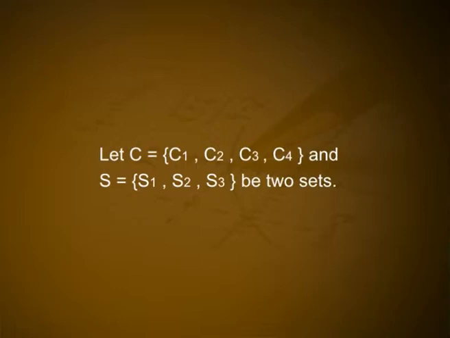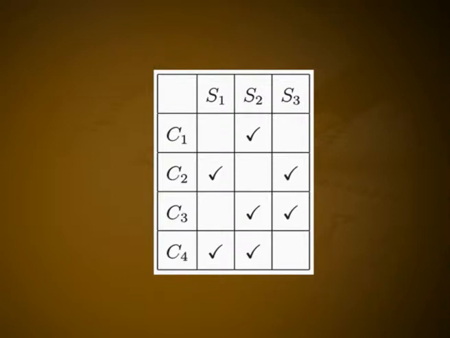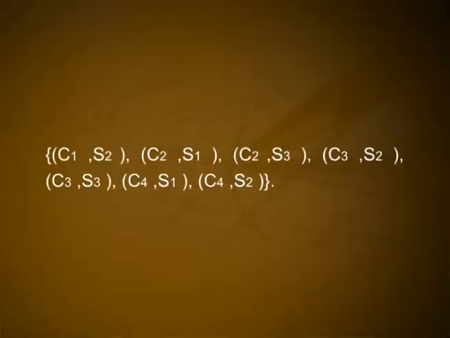Consider the following example. Let C equal the set of elements C1, C2, C3, C4 and S equal the set of elements S1, S2, S3 be 2 sets. Consider the following table. Here C1, C2, C3, C4 are arranged row wise, S1, S2, S3 are arranged column wise. We can see that there are check marks in the cells corresponding to (C1, S2), (C2, S1), (C2, S3), (C3, S2), (C3, S3), (C4, S1), (C4, S2). It is clear that there is a relation defined from C into S. It is represented by the set of all ordered pairs (C1, S2), (C2, S1), (C2, S3), (C3, S2), (C3, S3), (C4, S1), (C4, S2).